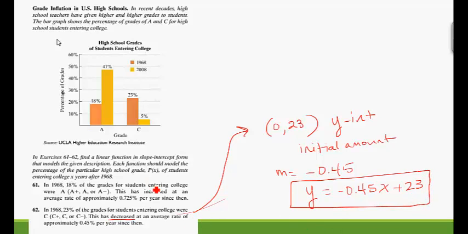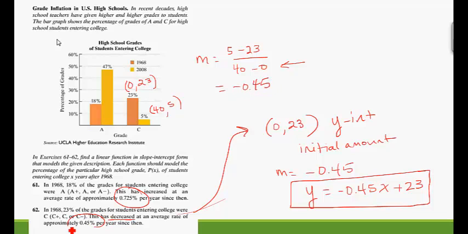And the same way that I found this 0.725 in the previous problem, you could find it here, where your first ordered pair would be 1968. The percentage was 23, and then 40 years later, the percentage was 5%. And you could set this up, 5 minus 23 over 40 minus 0. And the change, if we subtract 23, averaged out over those 40 years, ends up being a negative 0.45. And that's where they got this value.